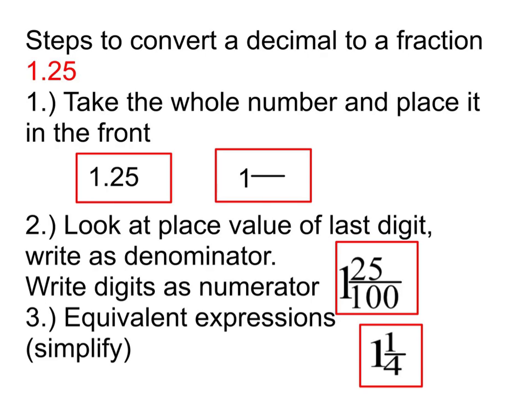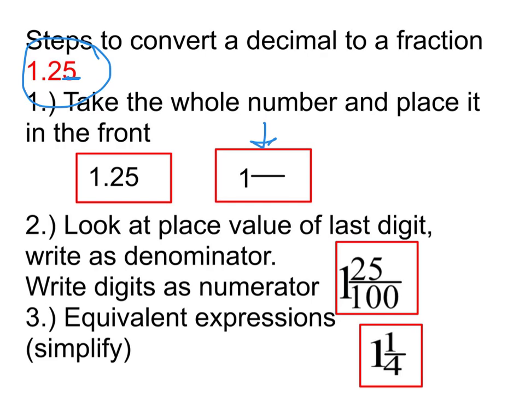The steps to convert a decimal to a fraction, we're going to use this as our example, 1.25. Step 1 is to take the whole number and place it in the front. So we're just going to set up our fraction here. We're going to do our fraction bar, and then any whole numbers we're going to place in front. Then we're going to look at the place value of the last digit.